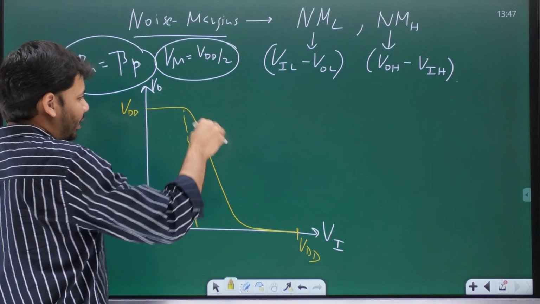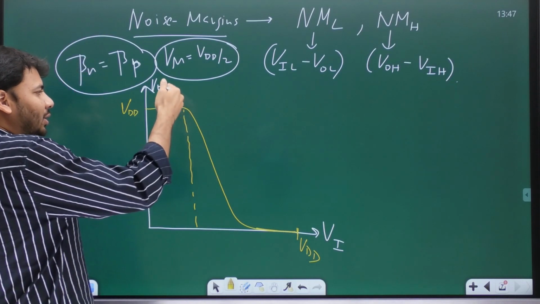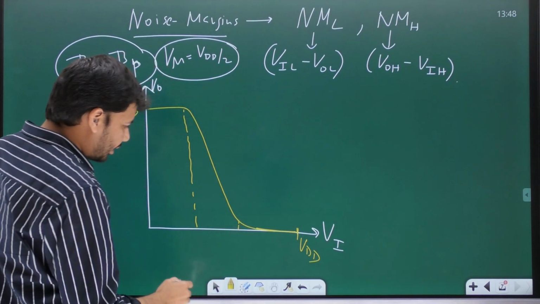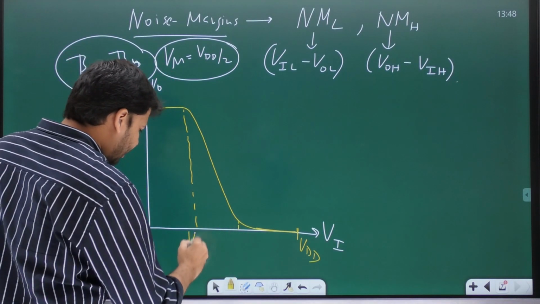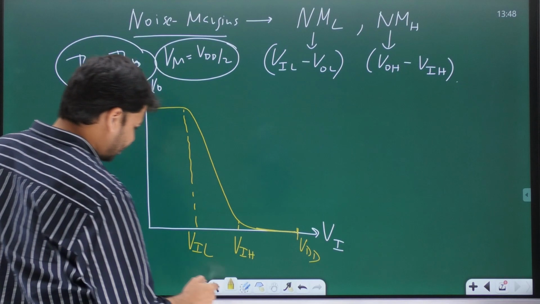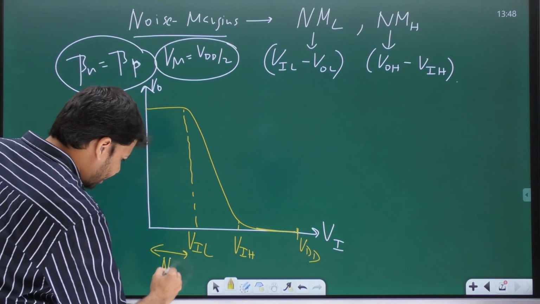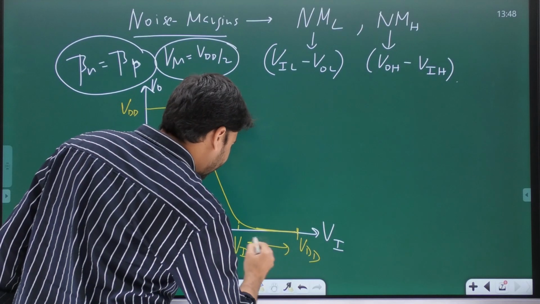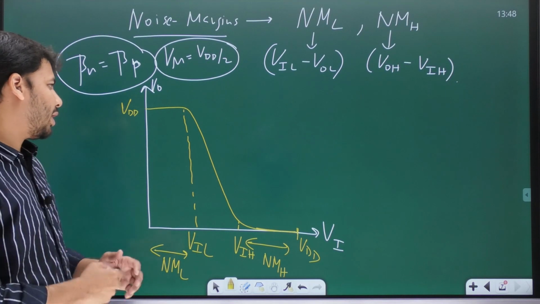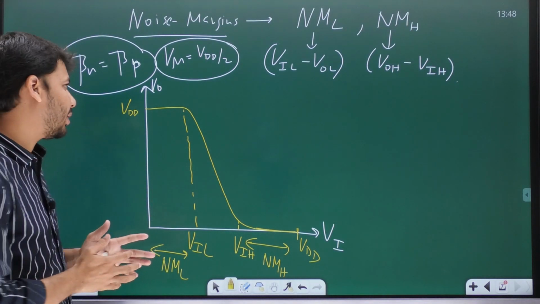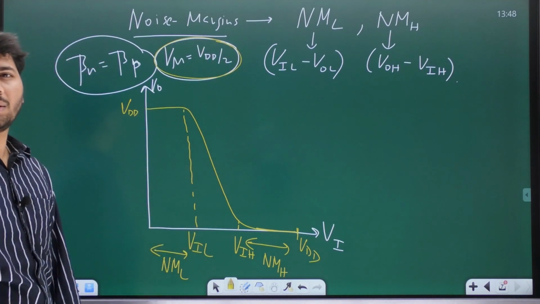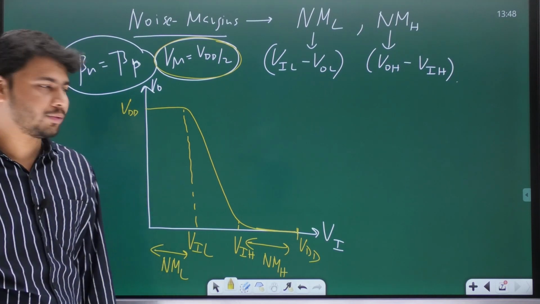Let us say at this point the slope becomes minus 1. When I say slope, it is the slope of the tangent to the curve. And let it be this point where the slope becomes minus 1. So this value is VIL, and this value is VIH. And is it not NML, and is it not NMH? Yes. And because the VTC is going to be symmetric. Why is it symmetric? Because only then the switching threshold is going to be exactly half of the supply voltage, or VD by 2.